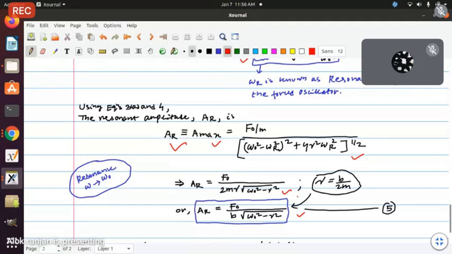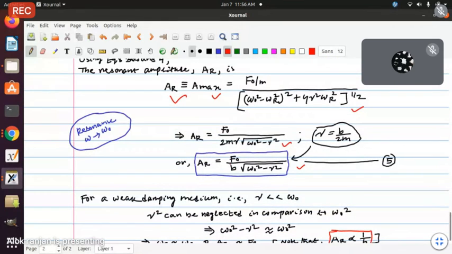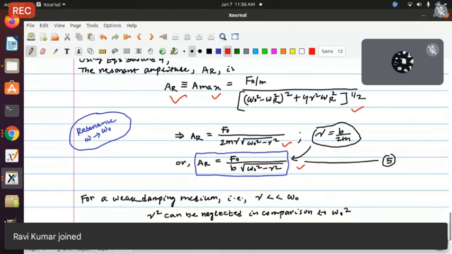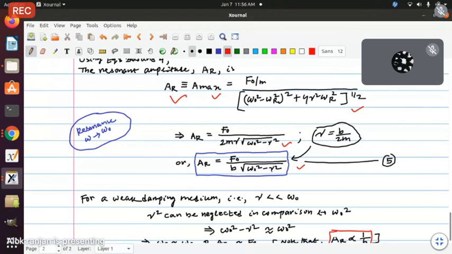So what we got to know is the resonance frequency by the above expression, and the resonance amplitude by here. And you can see the resonance amplitude is directly proportional to the external force amplitude, inversely proportional to the damping constant, and also inversely proportional to the square root of omega naught square minus gamma square.